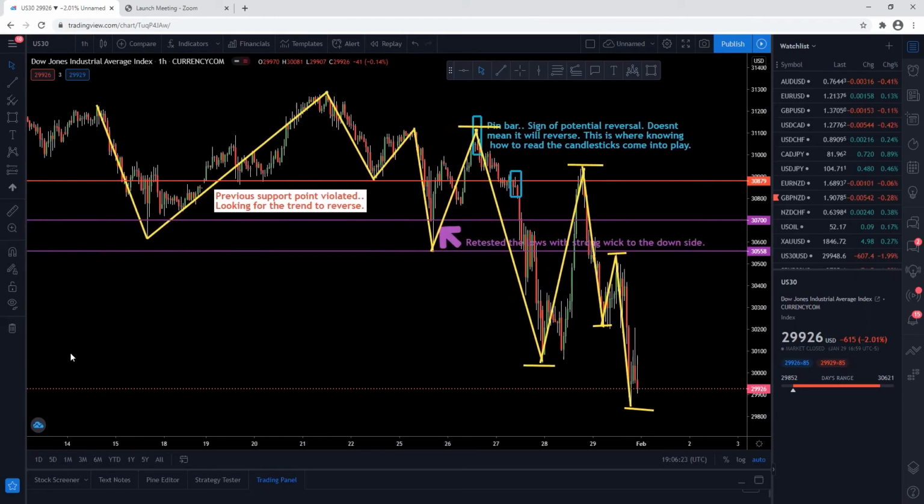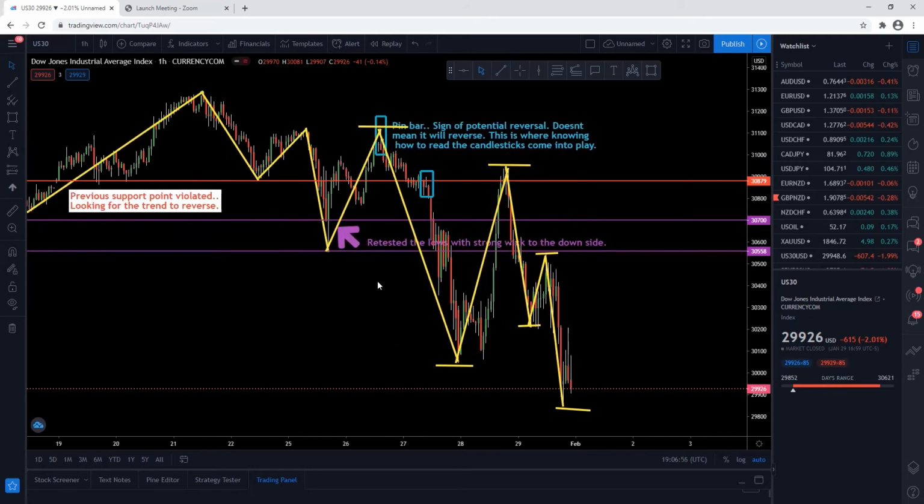And during my markup, I was able to identify where the previous support point was violated. In other words, we are looking for the trend to reverse. So once this point here, watch my mouse, once this point here was violated, where price pushed past this point, I knew that we were no longer in a bullish trend and that the market was going to start trending bearish.